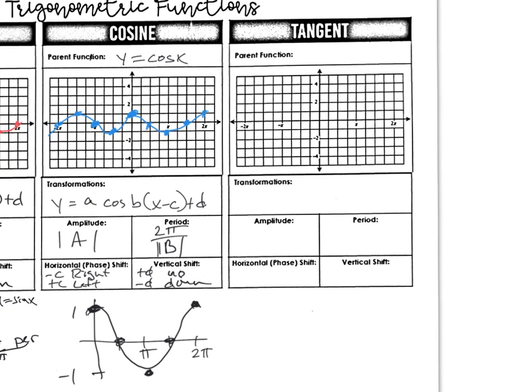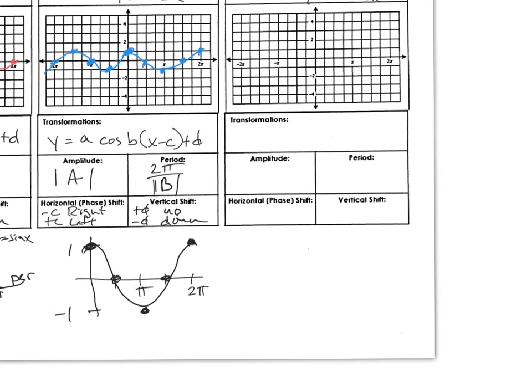And finally, we get into tangent. Tangent is very, very unique. It does not look like the others. Let's talk about the graph. Tangent, remember, is slope. So your slope here is 0, your slope here is 0. Up and down, this slope is undefined. How do we graph undefined?